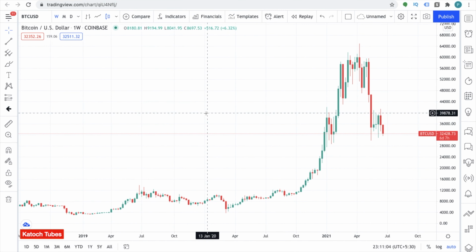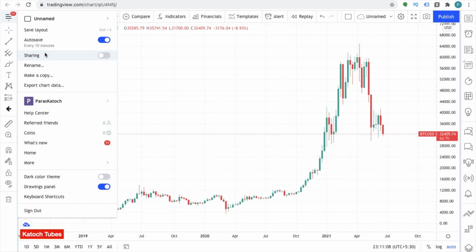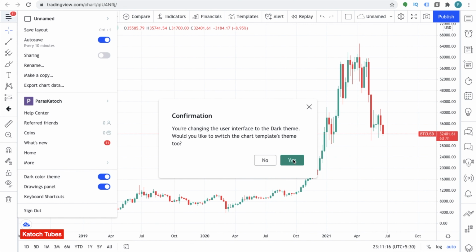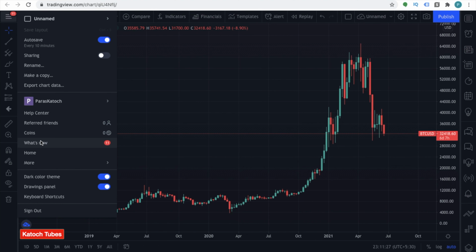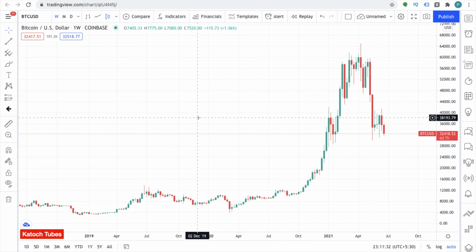So now let's jump into the charts. Just let me tell you before I start, you can save the layout and also you can change the theme. If you don't like this white theme, you can just turn it into a dark theme. See, just like that you can turn the theme. So I will go with the white one. This suits me. And now let us analyze the chart.